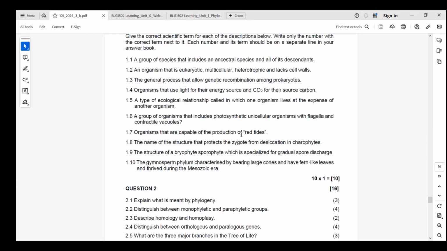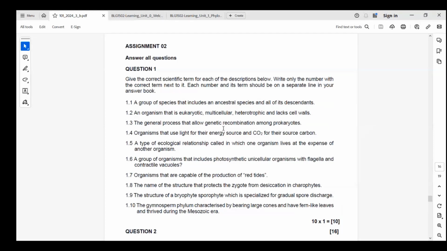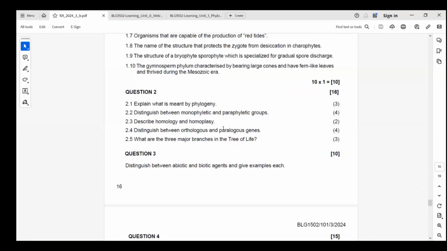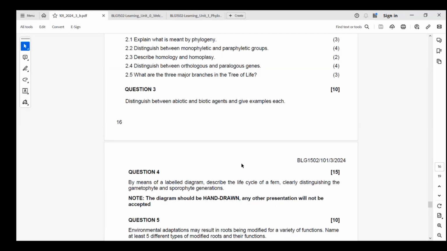Give the organisms that are capable of producing red tides and the name of the structures that are there. And okay, there's a hand. Yes. One of the questions requires you to draw, and it has to be by hand. If you go to question four: by means of drawing a labelled diagram, describe the life cycle of a fern, clearly distinguishing the gametophyte and sporophyte generation. Note the diagram should be hand-drawn. Any other presentation will not be accepted. So it means that it has to be drawn. You can't have an empty diagram where you just fill in here and there. So it has to be hand-drawn. Okay, sorry, just continue with your question. Let me not get in. Yes, yeah.